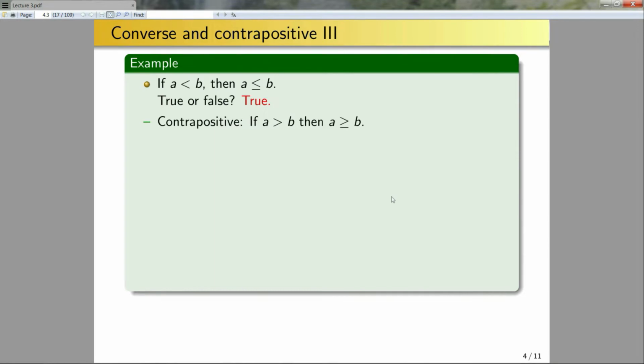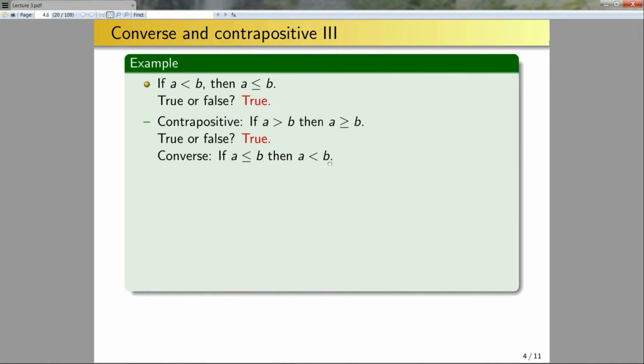Okay, so what would the contrapositive be? Well, I want to negate the conclusion. So the negation of A is less than or equal to B is simply A is greater than B. And then I want to negate the hypothesis. So the negation of A is less than B is A is greater than or equal to B. And then I swap their order. So this would be the contrapositive. So is this statement true? Well, yes, it's true. If A is greater than B, then A is going to be greater than or equal to B. Again, this statement is less restrictive than this statement here.